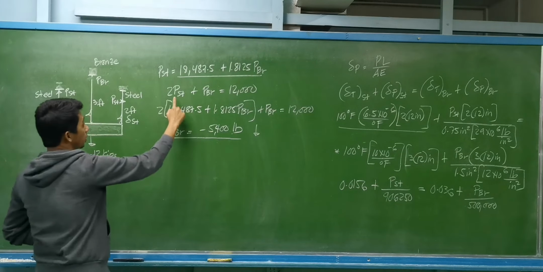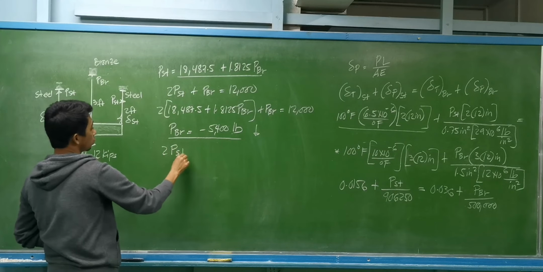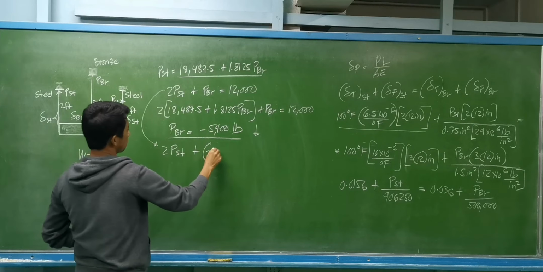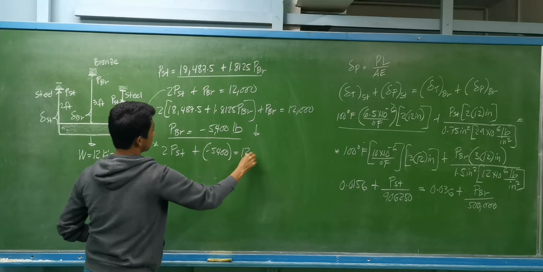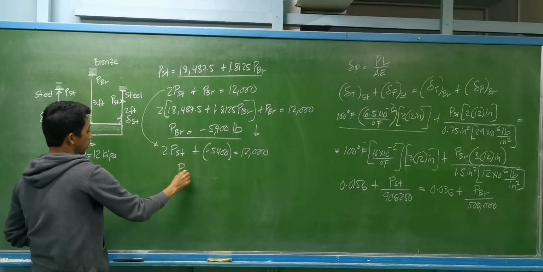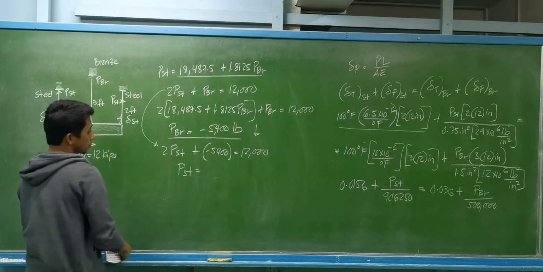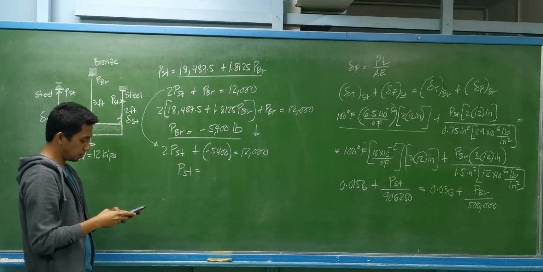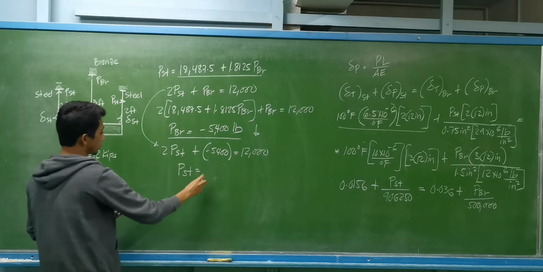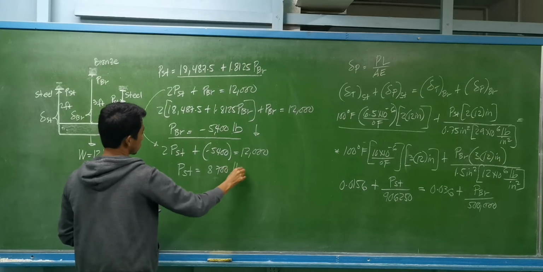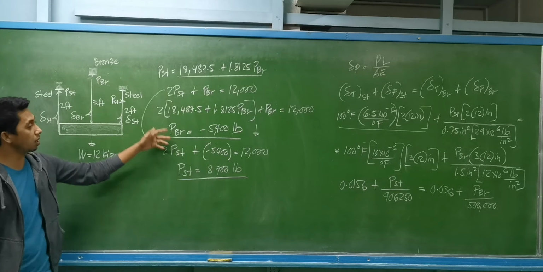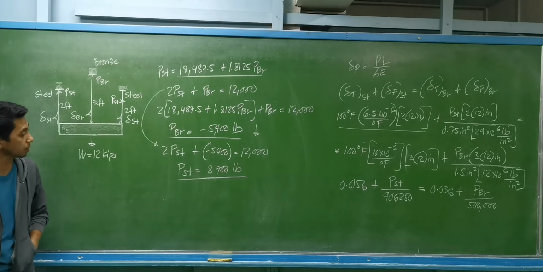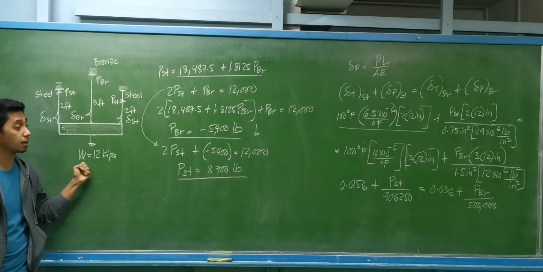So computing for the load to be carried by the steel, this is twice the load to be carried by the steel plus the load to be carried by the bronze, negative 5,400, is equal to 12,000 pounds. The load to be carried by the steel is now equal to 12,000 plus 5,400 divided by 2. So we have that value as 8,700 pounds. Take note, these are the loads to be carried by each rod due to the given load, 12 kips.